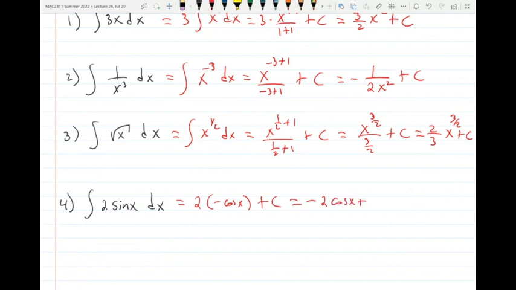And then, of course, when it's something simple like this, just check your work. This is your answer. Take the derivative visually. Make sure that you get this. What happens if you take the derivative of this? You get negative 2 times negative sine. The negatives cancel, you get 2 sine, which is exactly what you started with.